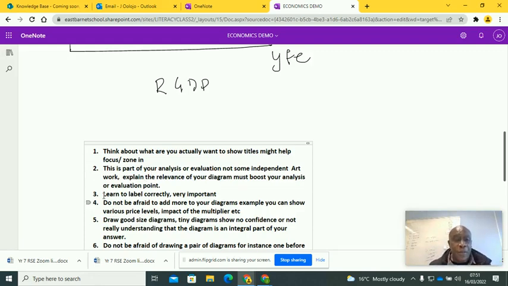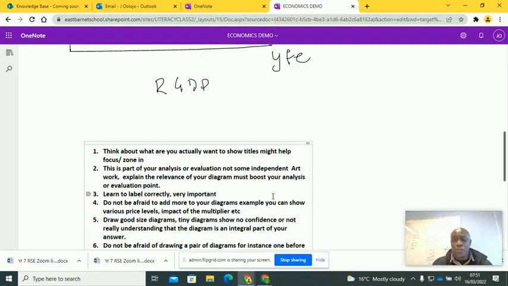Okay, very important. It has to be part of your analysis or part of your evaluation. It's not some independent artwork. Some students just think, I'm just going to do a diagram. It has to connect with your analysis. It has to connect with your evaluation. My point is that if it's not helping your analysis, if it's not helping your evaluation, then don't bother doing diagrams. This diagram has to be part and parcel of what you're trying to do. Okay, learn to label correctly. That is so important. Do not mix micro and macro.